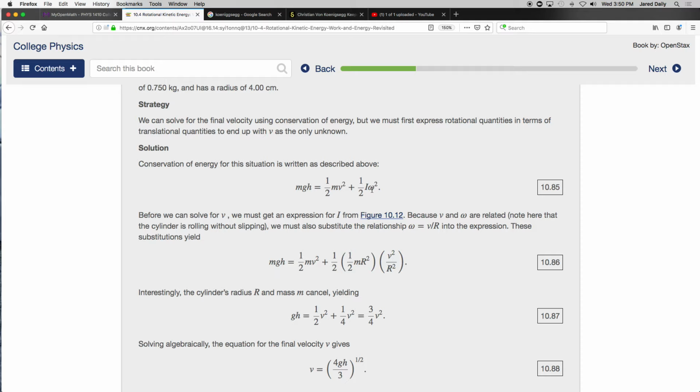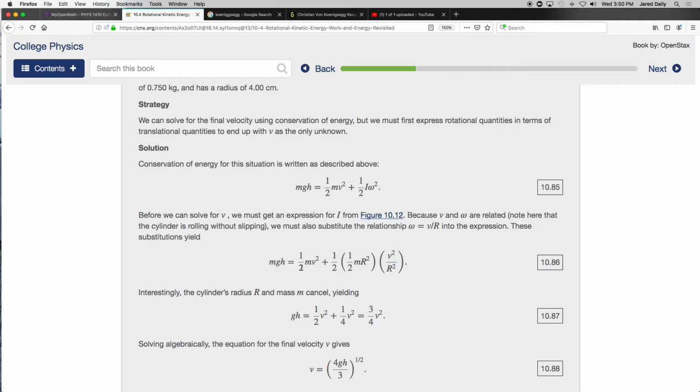That is, we were trying to solve for the velocity, v, right here, but omega is an unknown. We need to solve for omega in terms of velocity. So instead of omega in here, we put v over r in for omega. We end up with v squared over r squared, right? We also have to plug in I for the cylinder. I for a cylinder is 1/2 mr squared. So we plug that in for I.